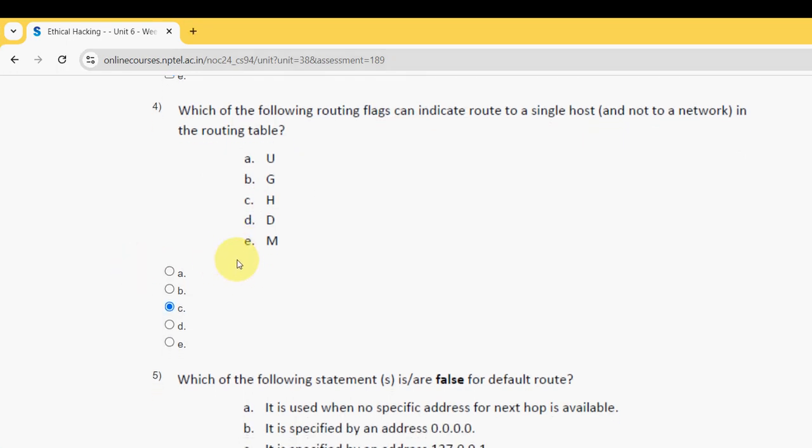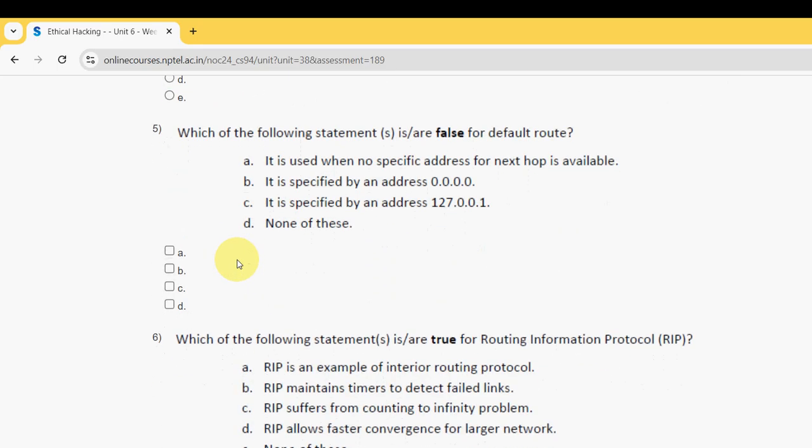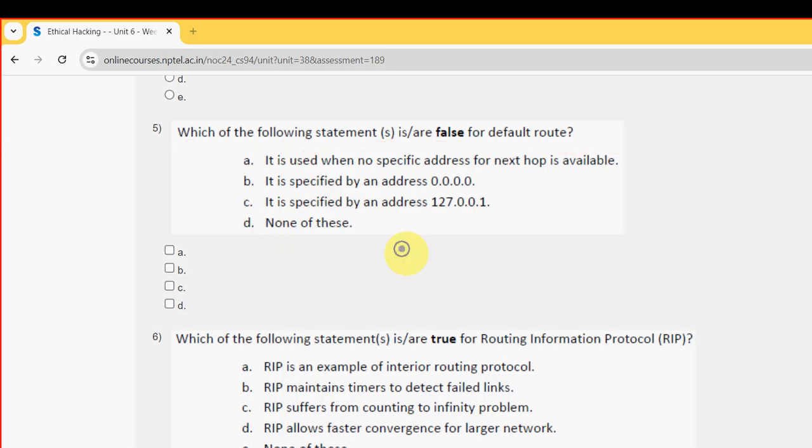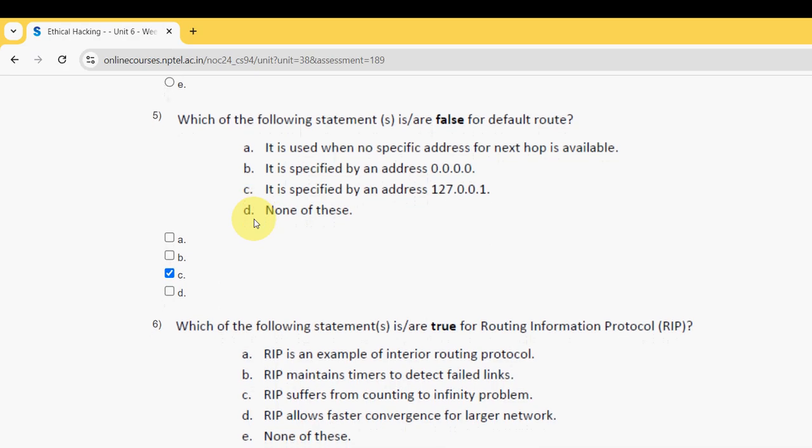Next, fifth question. Which of the following statement is or are false for default route? So for fifth question also, I have got option C as probable solution, guys. It is specified by an address 127.0.0.1. So mark option C as the probable solution for fifth question. Next, sixth question.